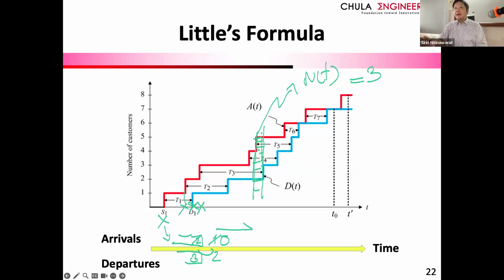What does it mean? N(t) is equal to 3. How many customers are there in the queue? N(t) is 3. Remember, N(t) counts both those in the queue and being serviced. If N(t) is equal to 3, it means 2 are in the queue, 1 is being serviced. So 3 is 1 plus 2.